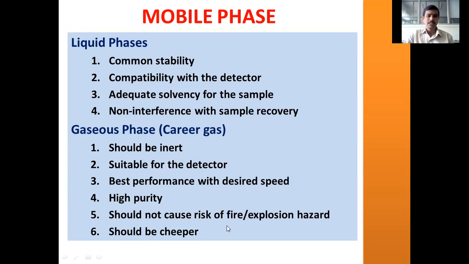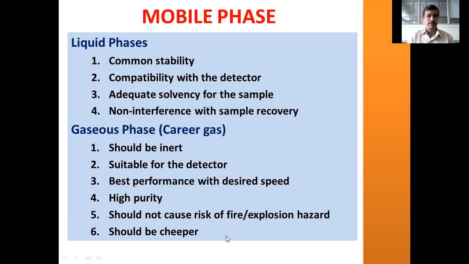And when this gaseous mobile phase is moving through the chromatographic column, particularly when we use a flame ionization detector, there will be a flame, and this gaseous species should not catch fire. It should not cause any risk of fire or any explosion hazard. Such a high temperature we will be maintaining, and even under such a high temperature, it should not cause any explosion hazard. Such a gaseous species we have to use. And lastly, it should be cheaper. The cost of affording this gaseous phase is also very important.